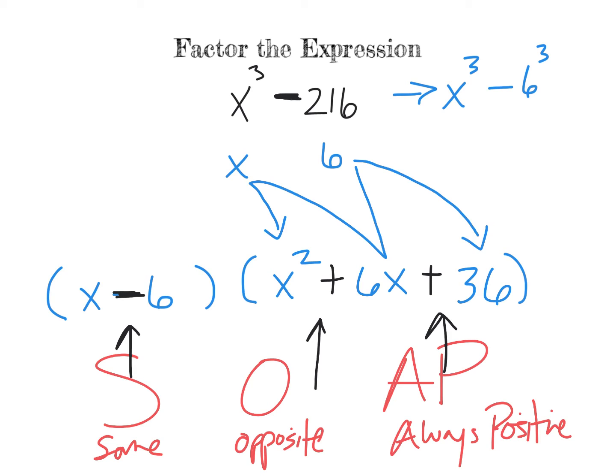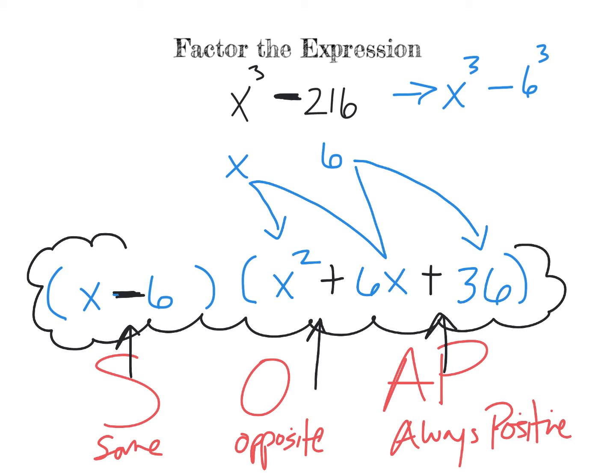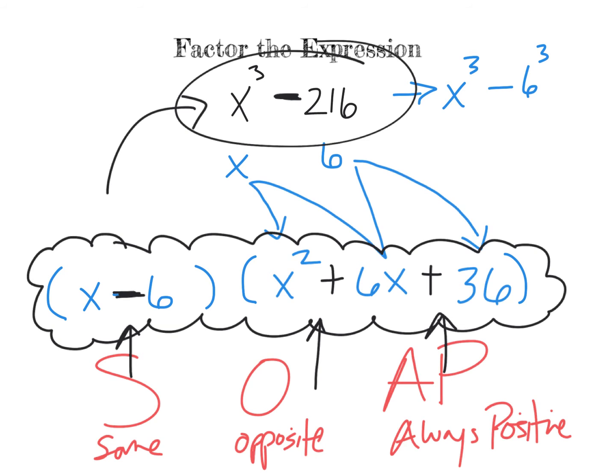Notice here how I have two factors, a linear factor and a quadratic factor that multiply together to give you just that, our original problem, x cubed minus 216. If you want to do box method, you can multiply these two and see how it actually results in that notation. But this is how you do the sum and difference of two cubes using the SOAP method. Let's try another one.